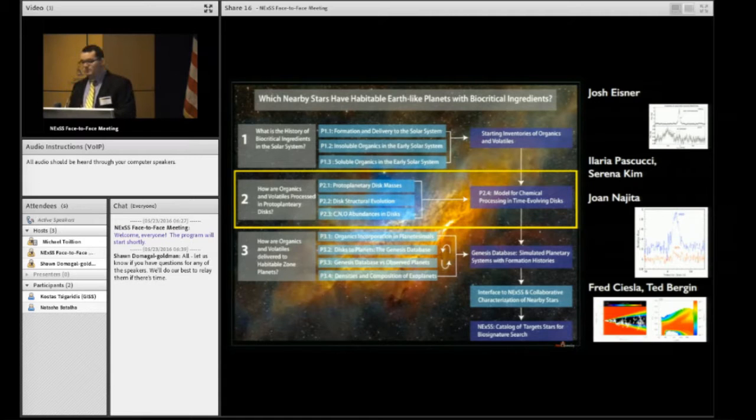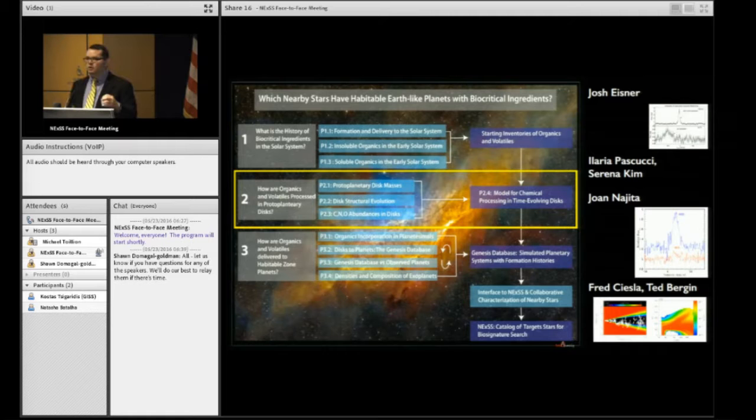In project 2.4, we are putting the initial conditions and the boundary conditions together to constrain an integrated physical-chemical model for disk evolution that can tell us what the composition is as a function of time and location in the disk, and as a function of stellar properties. These then provide input parameters for planet formation models.